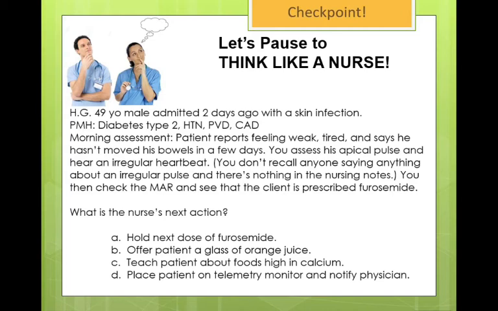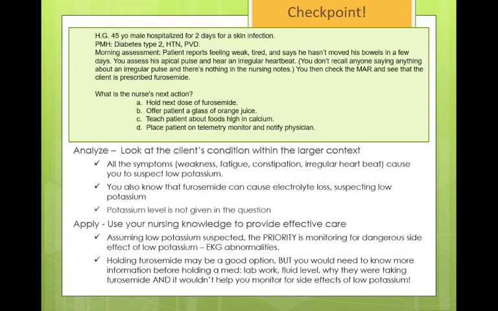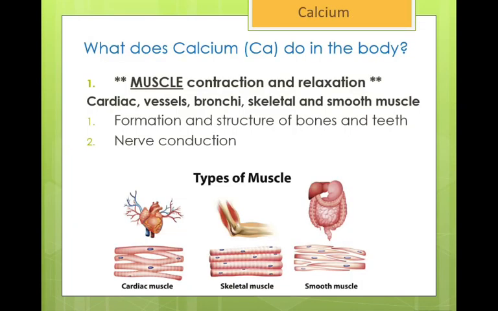If you just hold furosemide, maybe that was the wrong thing to do. Maybe he didn't have low potassium at all. Maybe giving them orange juice wasn't enough if they did have low potassium, and maybe they didn't have low potassium at all. Put them on the telemetry monitor, notify the physician. Best answer for this situation. And you can read all of that.